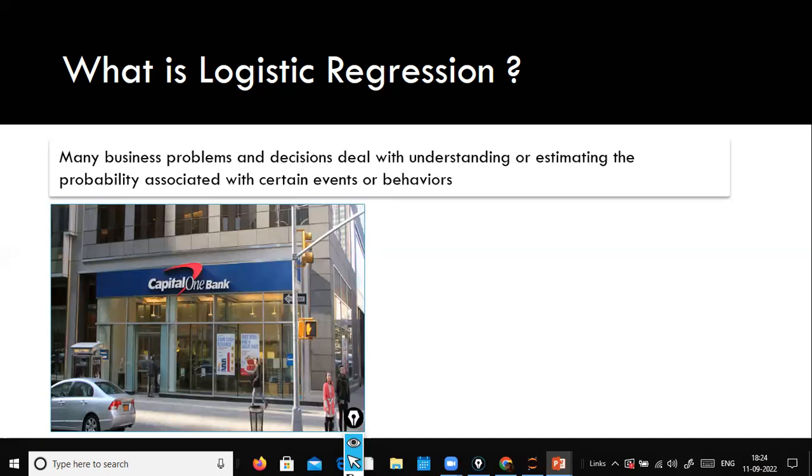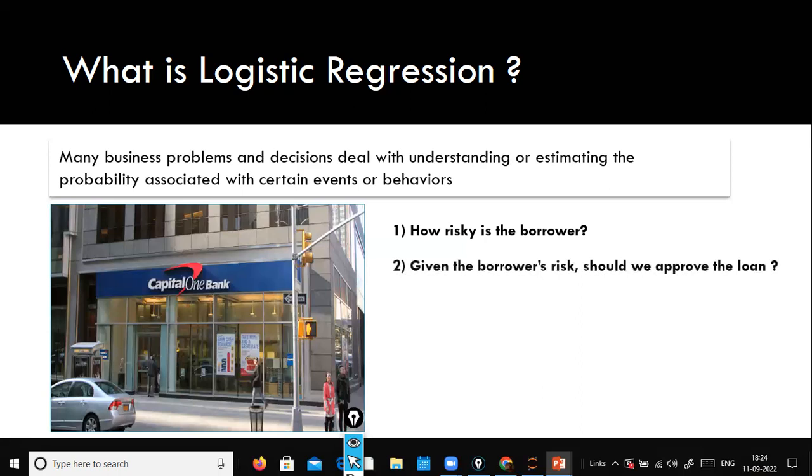The two most critical questions in the lending industry, before offering the loan to the customer, will pop up in the mind of any bank. The first is: how risky is the borrower? Before approving the loan, we want to know how risky the customer is. The second is: given the borrower's risk, should we approve the loan? We cannot say all borrowers are risk free.